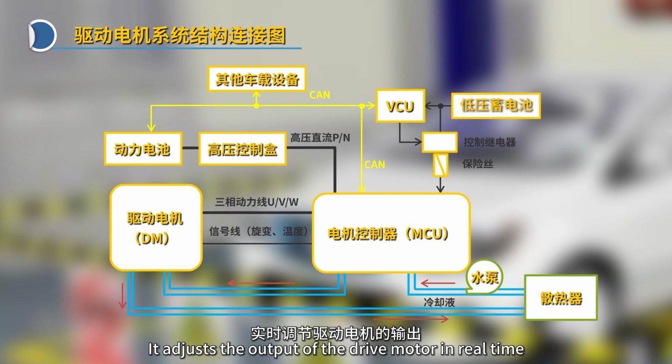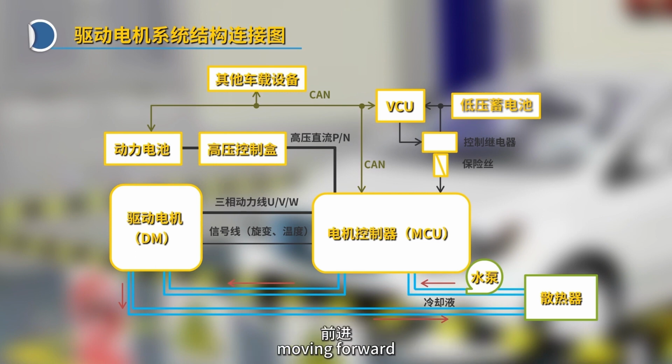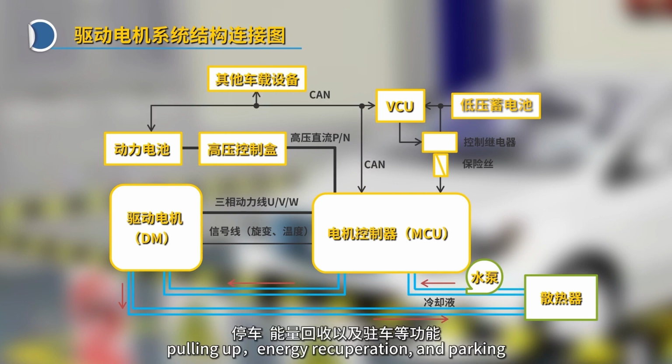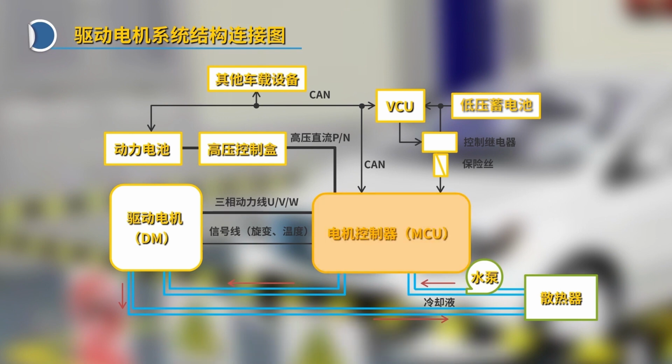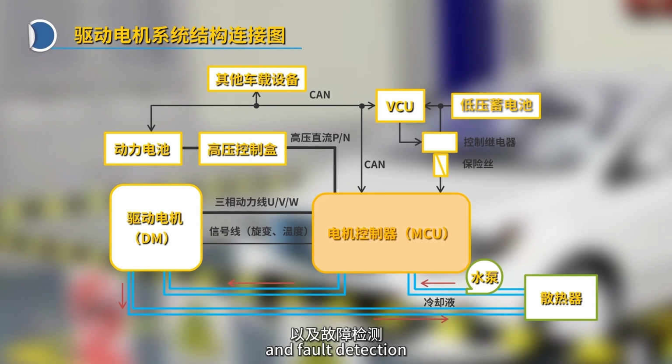It adjusts the output of the drive motor in real time to achieve functions such as idling, moving forward and backward, pulling up, energy recuperation, and parking. On the other hand, the motor controller performs real-time status and fault detection through current, voltage, and temperature sensors to protect the drive motor system and ensure passenger safety.